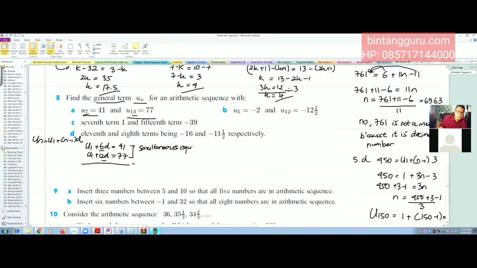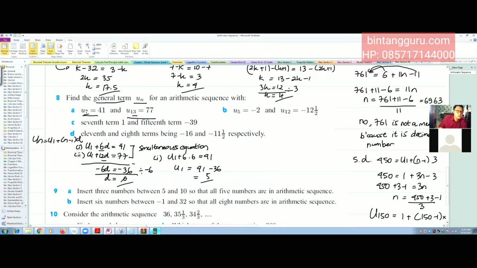So we apply the simultaneous equation. This is 6D minus 12D, which is minus 6D. 41 minus 77 is negative 36. So D will be divided by minus 6, so you get D equals 6. We substitute into the first or the second formula. I prefer the first because it will be easier. So this is U1 plus 6 times 6 equals 41. So this is 41 minus 36, which is 5. So U1 will be 5.